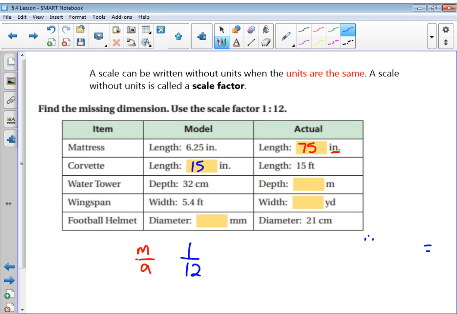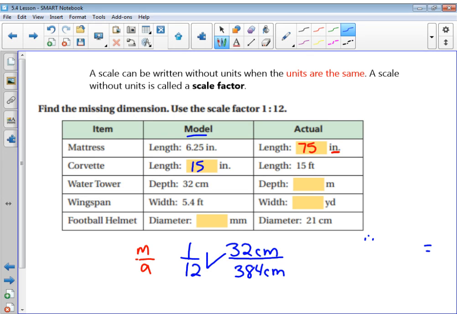And it says a water tower has a depth of 32 centimeters. So that was the model. So 32 is the top, centimeters. And they want me to change this into how many meters deep it is. So we're going to first do it into centimeters. So we're going to cross multiply, divide. 32 times 12 gives us 384 centimeters.